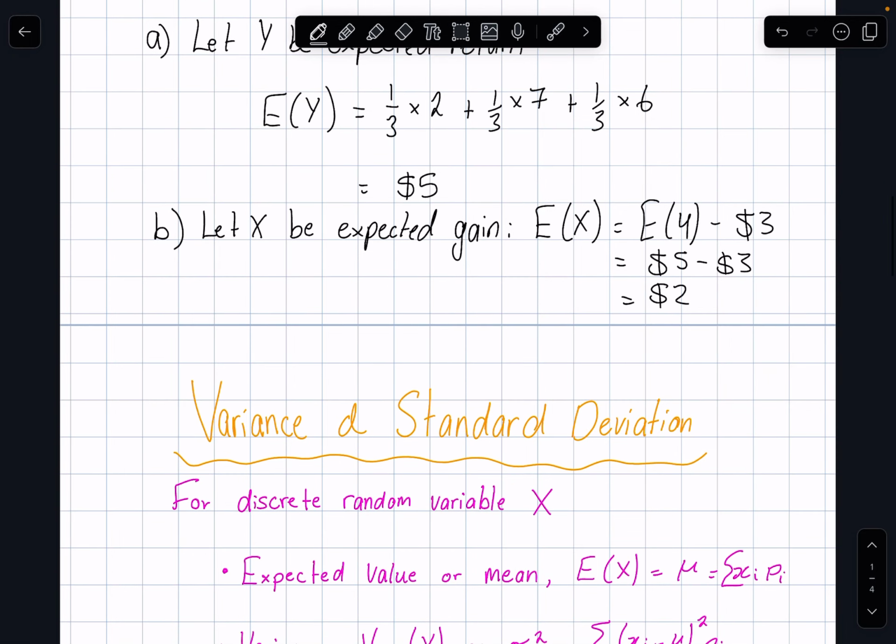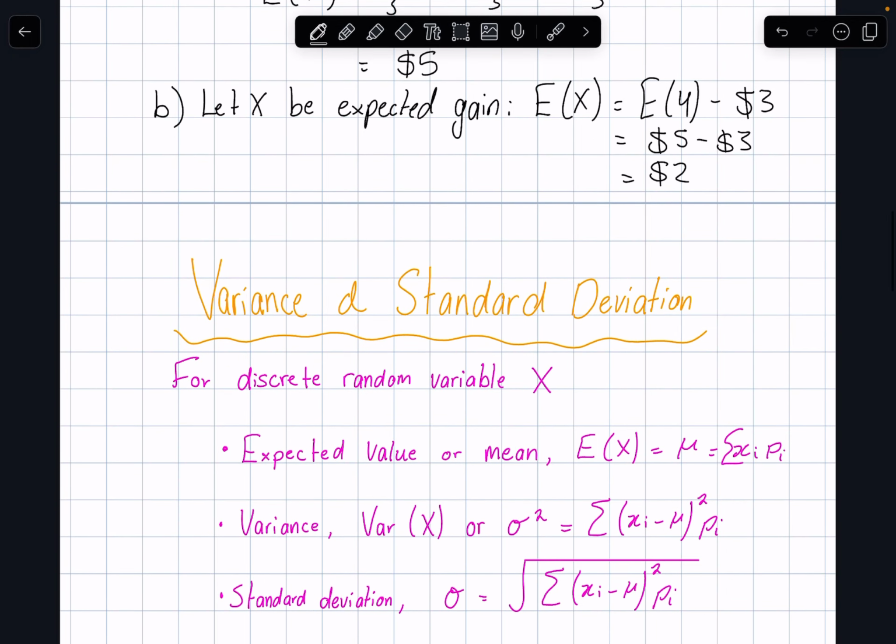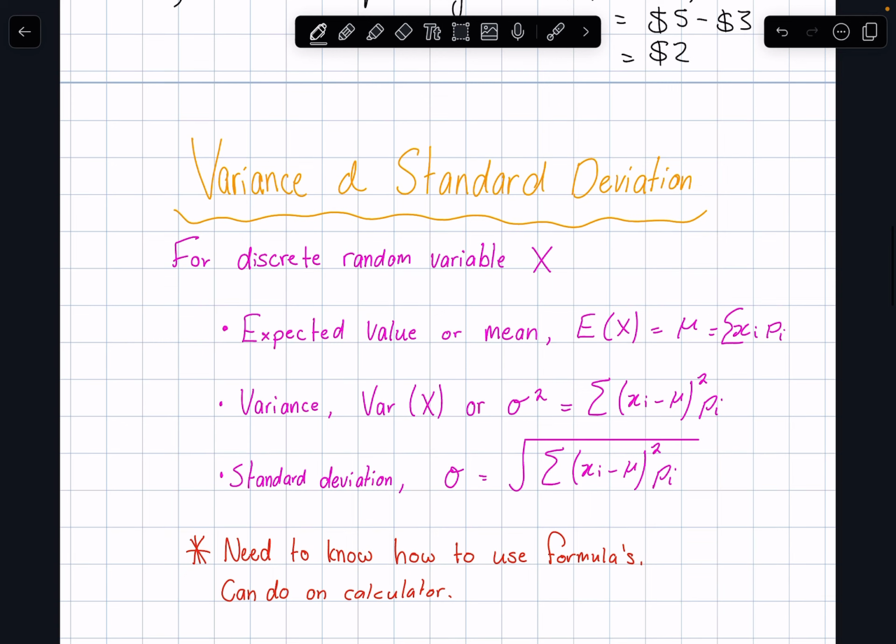Now let's have a look at variance and standard deviation. Now for a discrete random variable x, we know the expected value or mean is E of x, which is mu, which is the sum of the value times the probability. Now the variance of our random variable, Var of x, or sigma squared, is equal to the sum of the value minus the mean squared times by the probabilities, and the standard deviation is the square root of the variance.